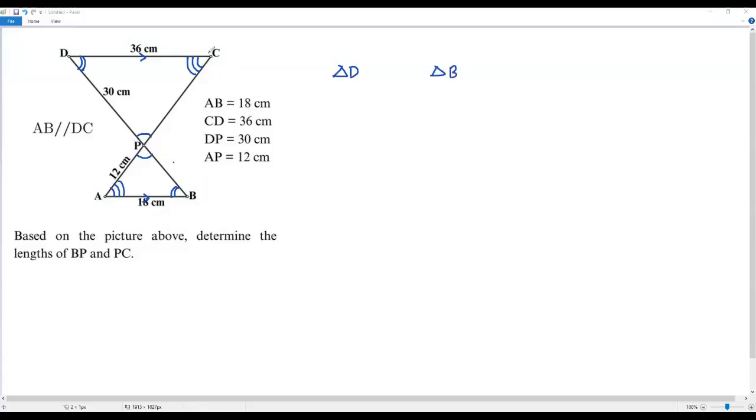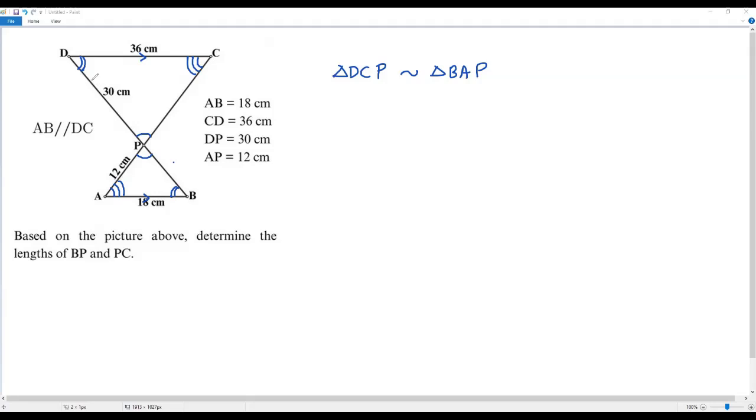And now let me take the vertex C here. The corresponding vertex in the triangle at the bottom is A. And now I'm going to take the vertex P in the triangle at the top. The corresponding vertex is also the same, P. So these two triangles are similar. Okay, so now the corresponding sides are proportional.